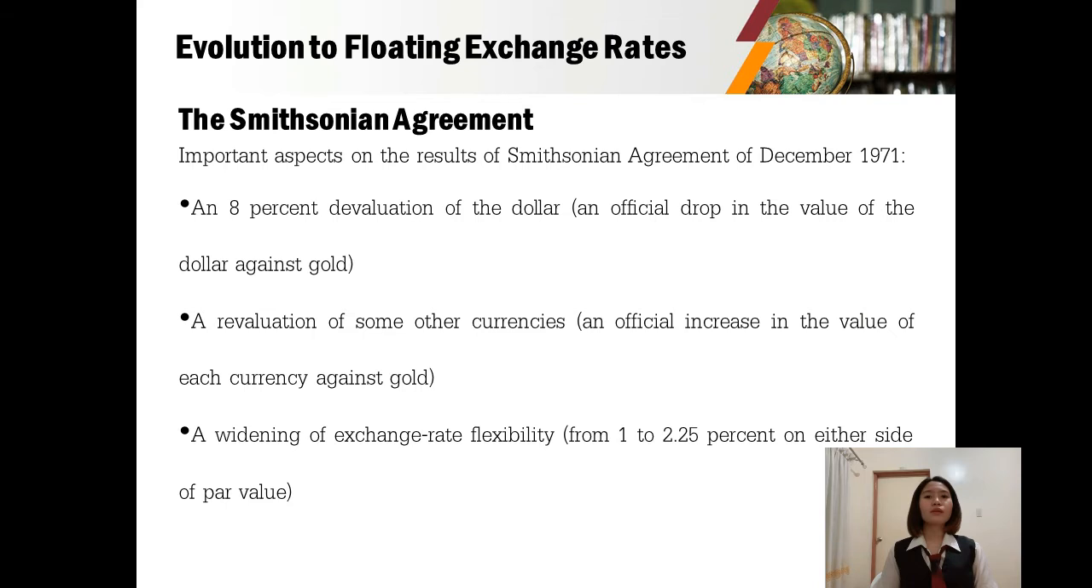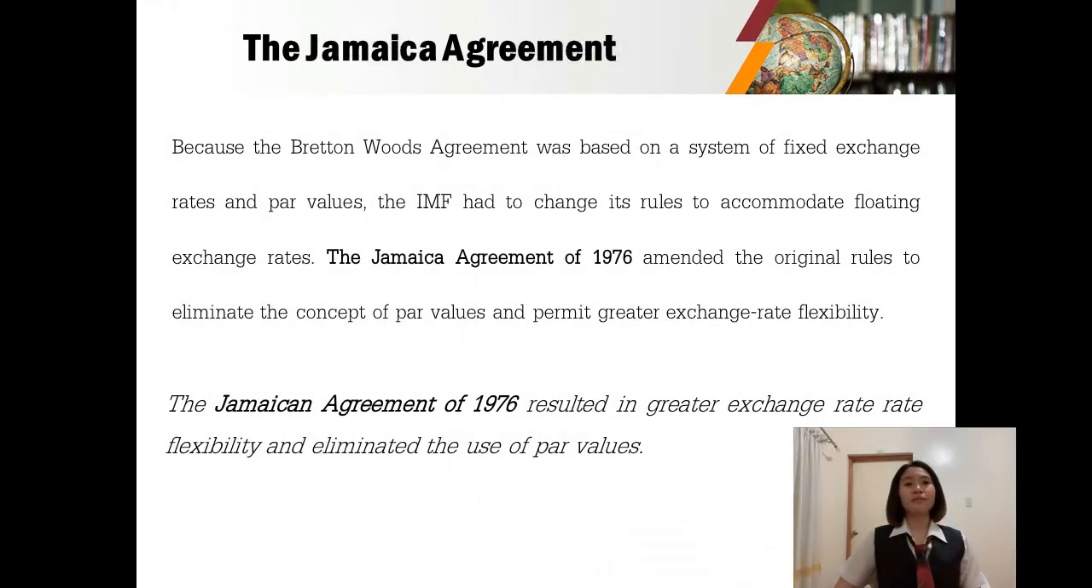So, the Smithsonian Agreement marked the end of the gold standard, which was enacted in the 1930s. The Smithsonian Agreement only lasted 15 months as speculators drove the dollar lower and countries abandoned the peg in favor of floating exchange rates. The Jamaica Agreement. Because the Bretton Woods Agreement was based on a system of fixed exchange rates and par values, the IMF had to change its rules to accommodate floating exchange rates.